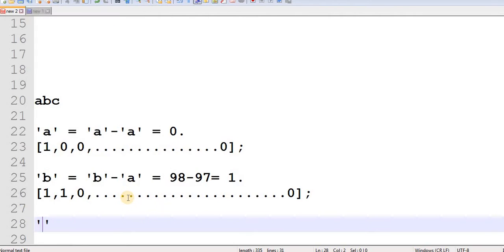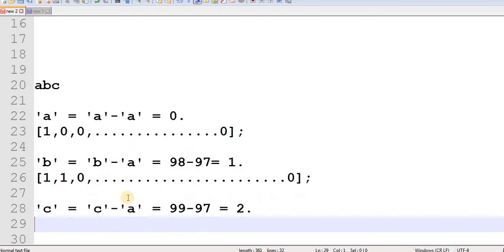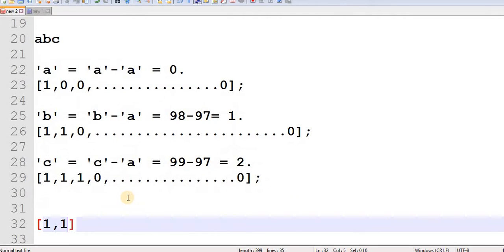Now the last input character is C, so C minus A, that is equal to 99 minus 97, that is equal to 2. So at index 2 we are going to increment the count, and 1 followed by zeros. Now after processing the first input string, my counter is 1 comma 1 comma 1 and so on to the zeros. Now we have to process the second input string.